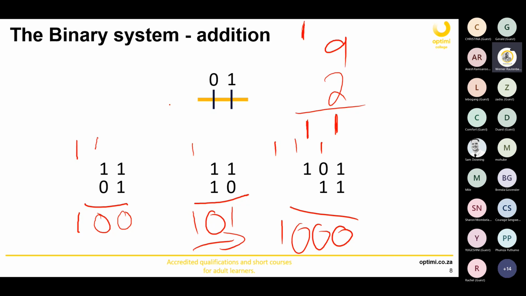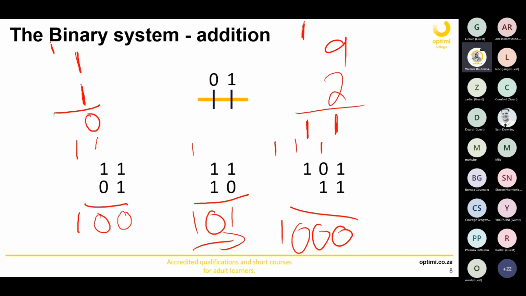So in the binary system, 1, which is the end of the line, the second digit, plus 1 equals 1 plus 1 is 10, but we do not write it immediately. It's 0, and we carry the 1, and then it's 1 plus 0, and that is 1, 0.